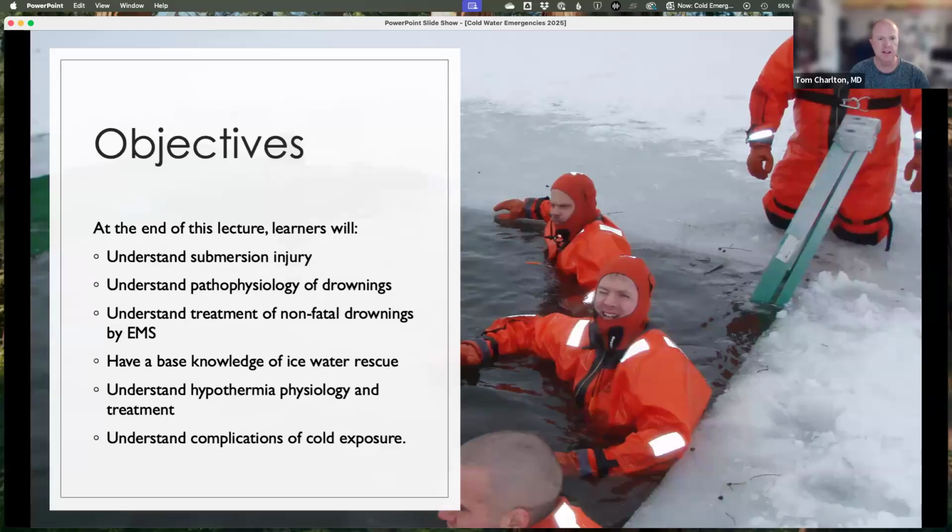So today, at the end of this lecture, you're going to be able to understand submersion injury, some of the pathophysiology of these various diseases, treatment of non-fatal drownings, along with hypothermia physiology and treatment, and then some of the complications that can develop from cold exposure.